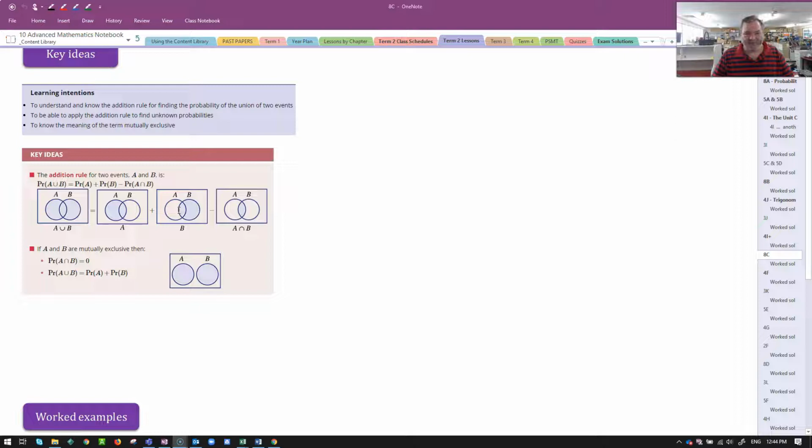So to get the actual probability, I need to take that probability of the intersection away once, because I've counted it twice. So if I subtract it again, then I'll only have counted it once, and we'll be fine.